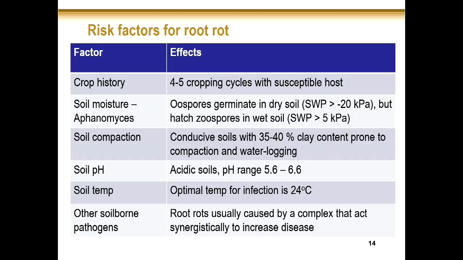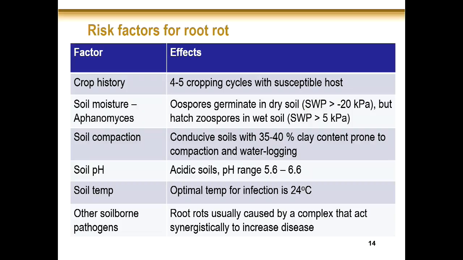Okay, so what are some of the risk factors for root rot? Well, the number one risk factor is crop history, particularly once you've had a field that has had about 4 to 5 cropping cycles with a susceptible host. For the most part, we're talking about peas in Alberta as the cropping history, but when we look at Saskatchewan, you have to take into account lentil production as well.